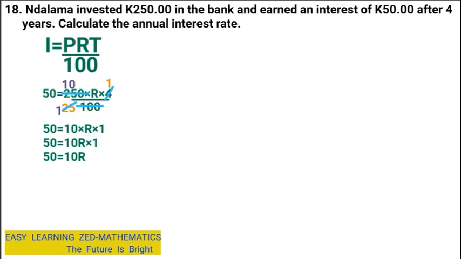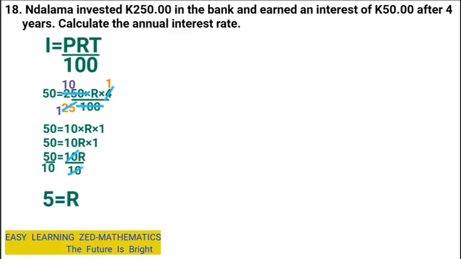So I'm going to divide both sides by 10 because I want to leave R alone. Divide by 10, divide by 10. Then I divide 50 by 10, so 50 divided by 10 gives me 5. Then I divide 10R by 10, which means the 10s cancel each other, the 10 there and the 10 down, leaving us with R.